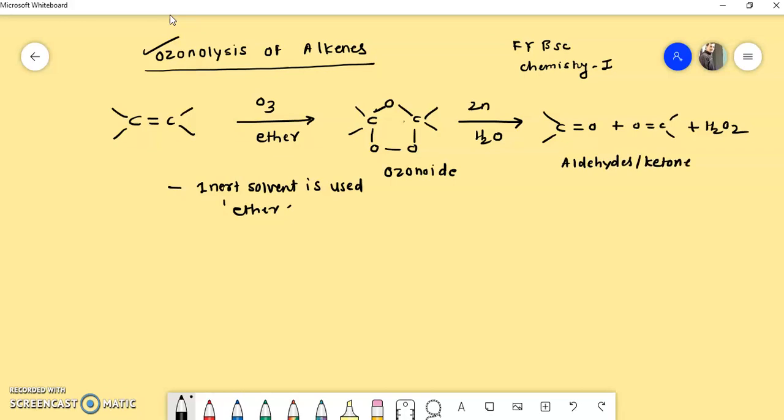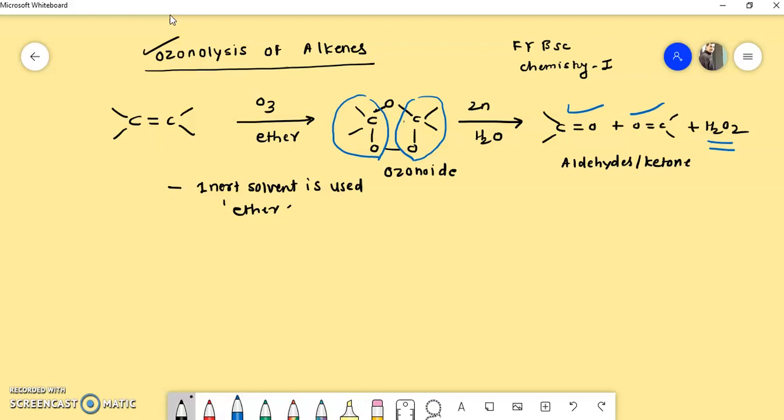Now to remember what kind of products are formed, you fragment this ozonide in this way. Now we'll see that this will be one of the aldehydes, this will be another, say aldehyde or ketone, whatever it may be, and the remaining oxygen will be in the form of H2O2. So in this way you can remember the product of this reaction. It is simple to remember.